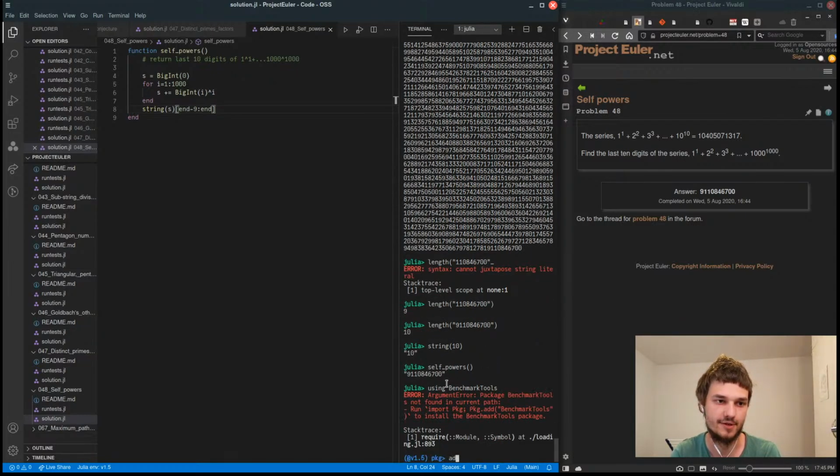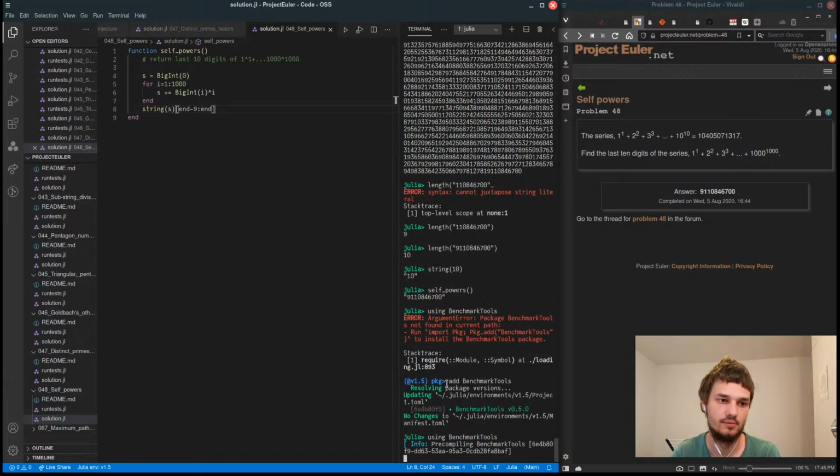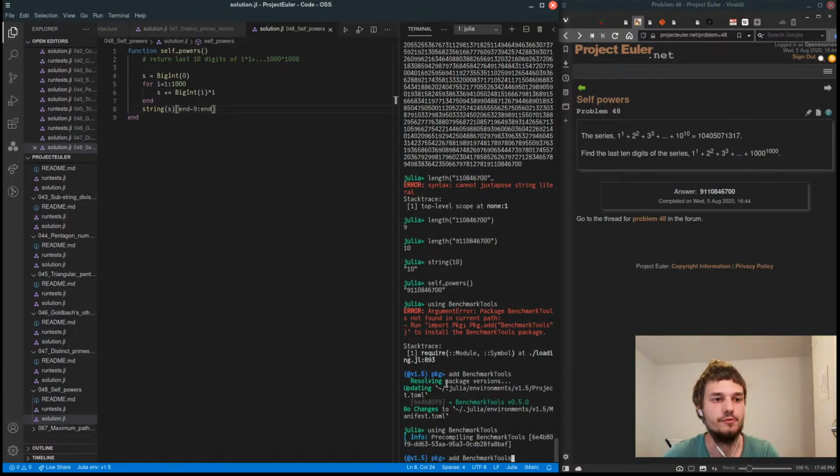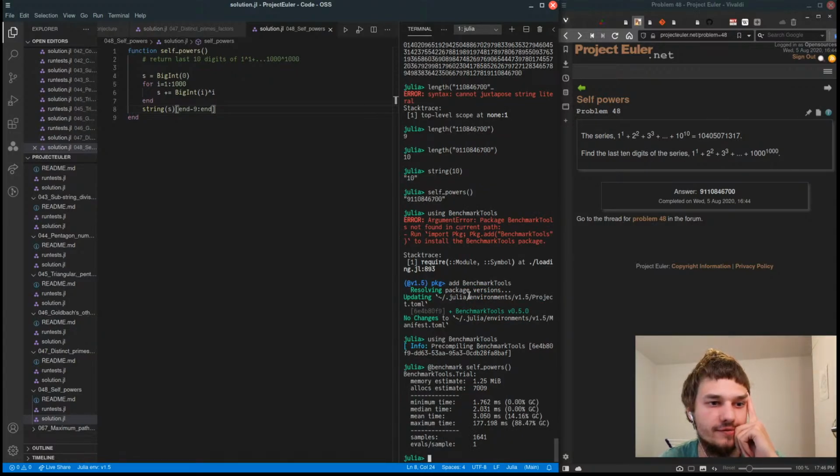I might have not installed this. Just want to do some benchmarking on it. Because big integers are not the fastest, but currently, so can I focus on... That's also not too bad.